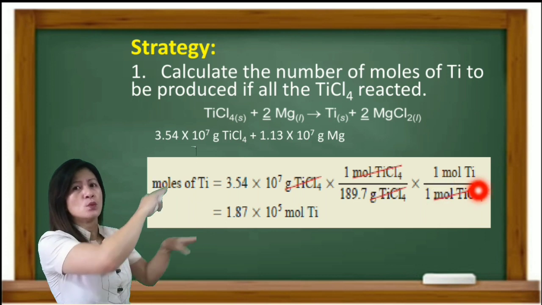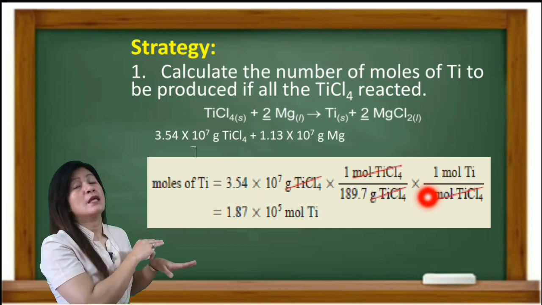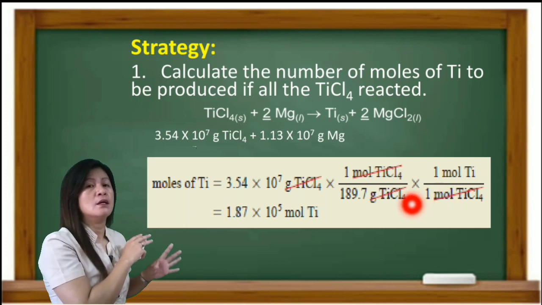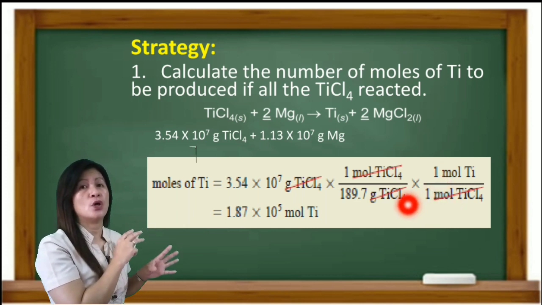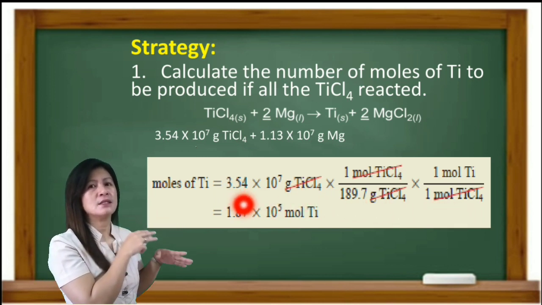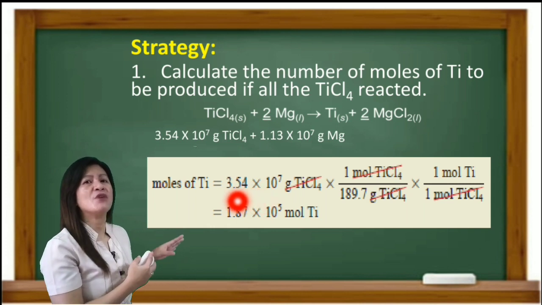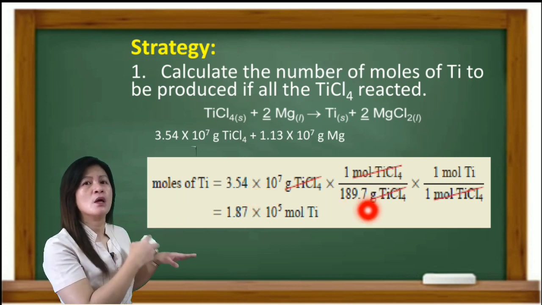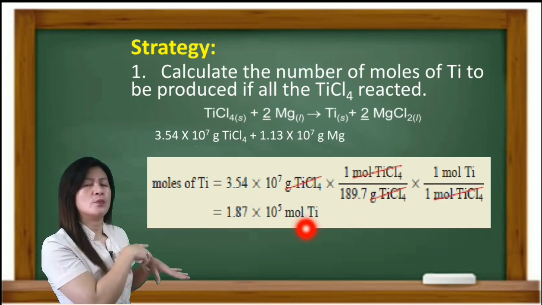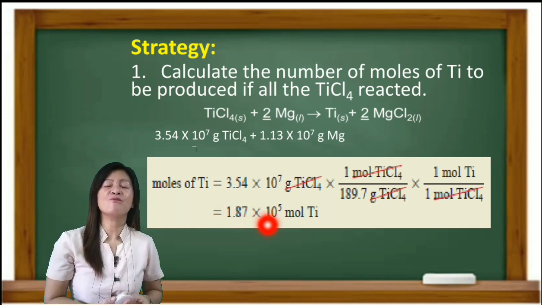Let's cancel again: mole of titanium chloride in the numerator and mole of titanium chloride in the denominator. The 1 titanium to 1 titanium(IV) chloride ratio is taken from the balanced equation, which you can see on top. Cancel all the necessary units, and we'll have moles of titanium left as the final unit. So doing the operation, 3.54 times 10 raised to 7 divided by 189.7, since 1 and 1 we disregard, the answer is 1.87 times 10 raised to 5 moles of titanium.